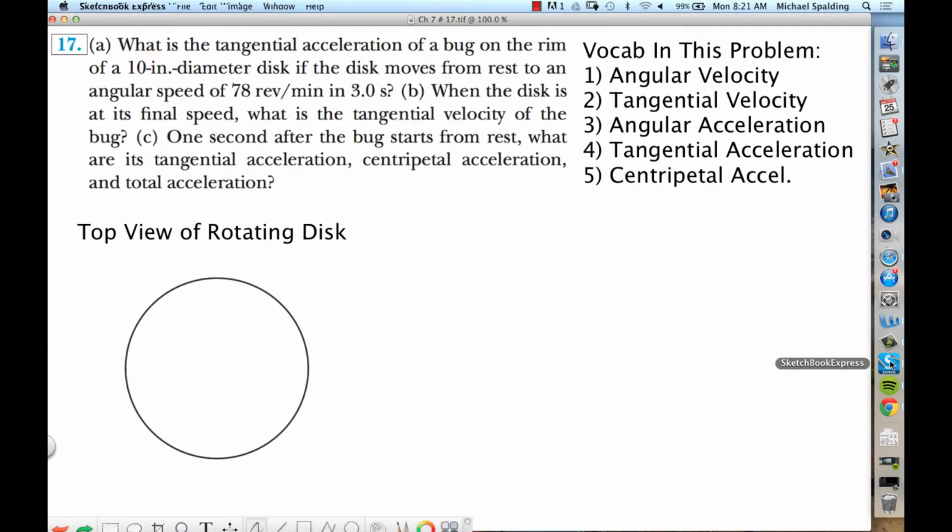All right, guys, number 17. Hey, this is a great problem for understanding these concepts that I have listed here. So before we start solving the problem, I just want to quickly go over the vocabulary.